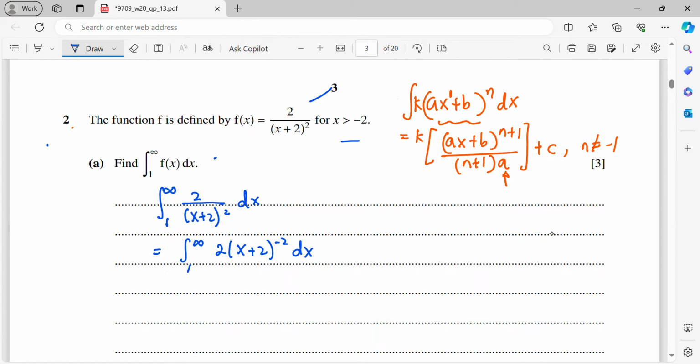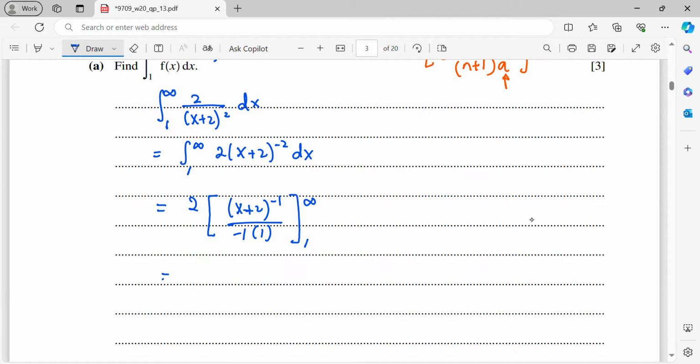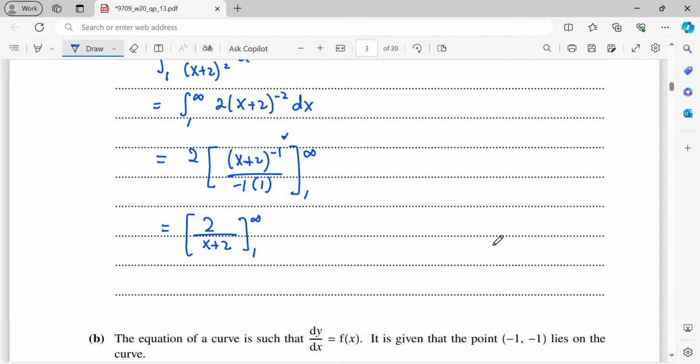Now by applying this formula, you will get 2, then (x plus 2) to the power of negative 2 plus 1, which is minus 1, over minus 1, and then we differentiate x plus 2, which is basically 1, with limits 1 to infinity. From here, when you simplify, 2 divided by minus 1 is minus 2. Then, because of the negative degree here, I will move it down. It becomes minus 2 over x plus 2, with limits 1 to infinity. And now, when you replace the value, here I will write.